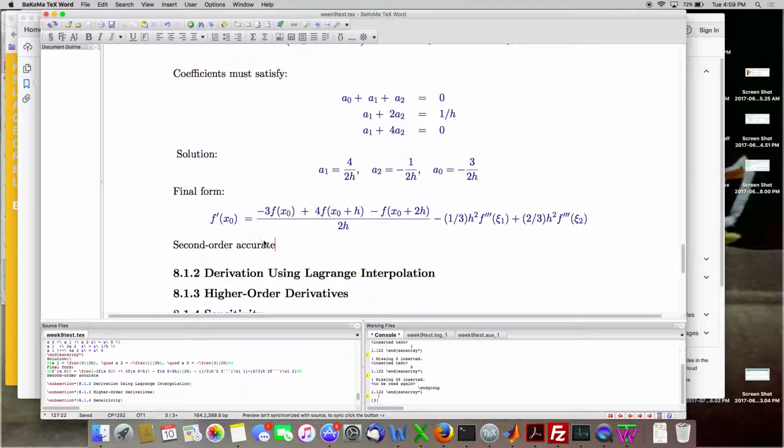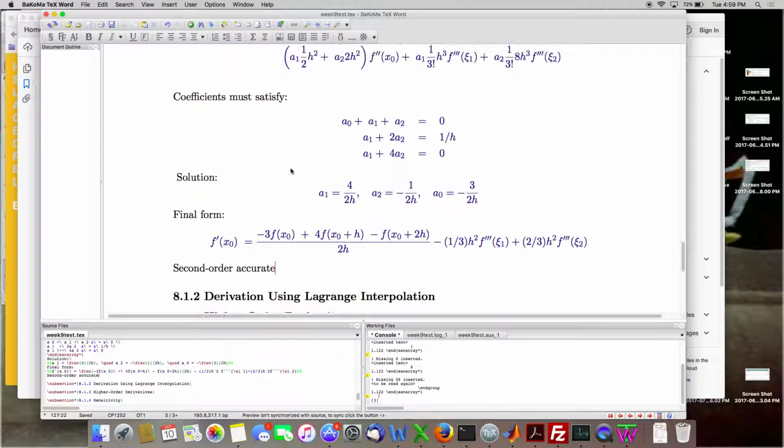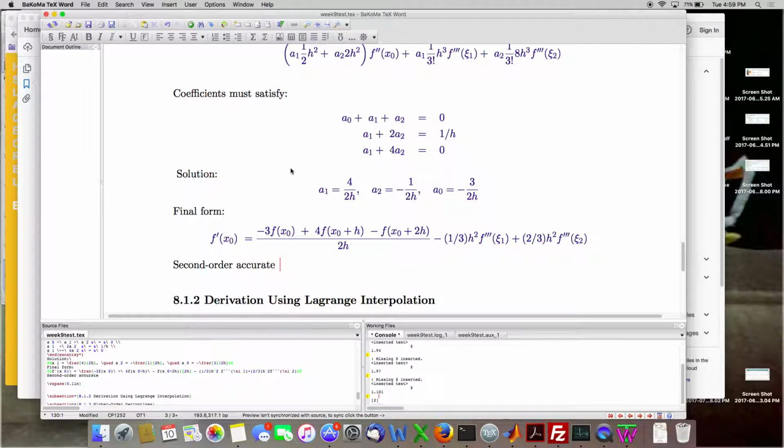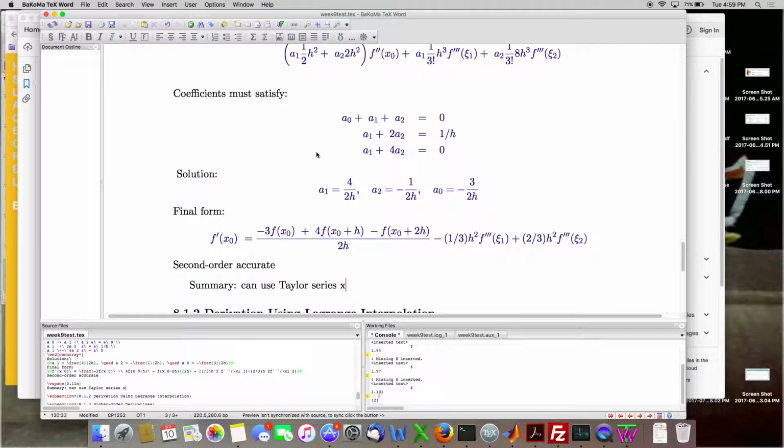Okay, but we've seen here how you can use Taylor series. I'm running low on time here. So what we've seen here is we can use Taylor series expansions of f at a point at which you want a derivative, x naught plus ih.